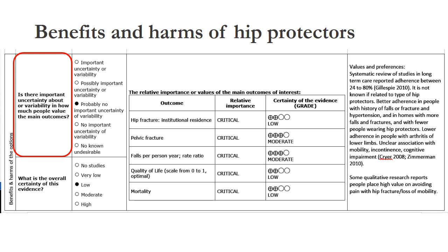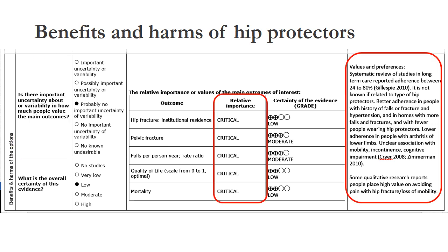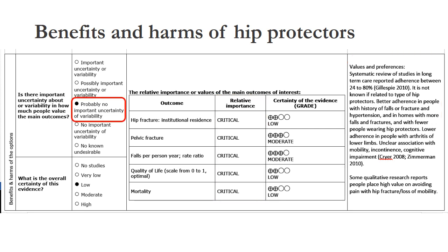The panel is then asked, what is the value that people place on these outcomes? How sure are we about this? Or is there variability about the value that people place on these outcomes? In this case, the evidence we had indicated that we were probably certain that most people would place a high value on avoiding hip fractures and the related pain and the higher risk of mortality, and that people with high risk of fractures value these outcomes more than the inconvenience of wearing a hip protector.